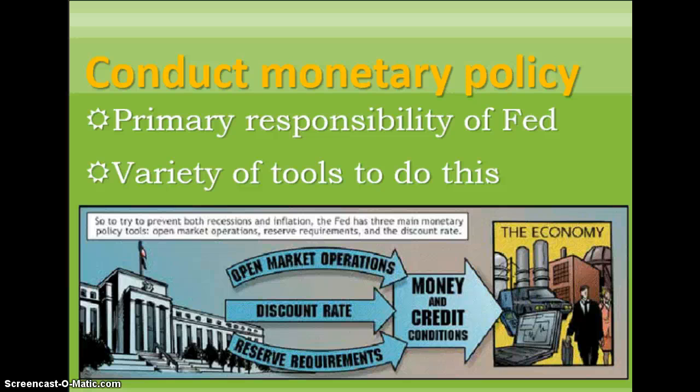Okay, welcome to the Federal Reserve. The Federal Reserve conducts monetary policy. What is monetary policy? It's open market operations, the discount rate, and reserve requirements. And what do those mean? Well, let's go find out.